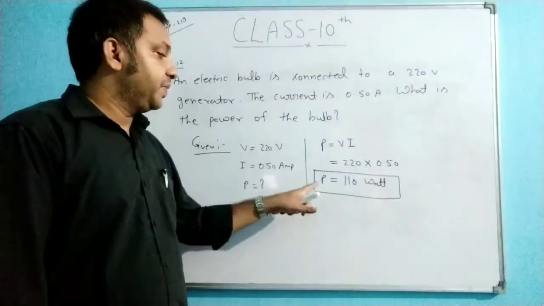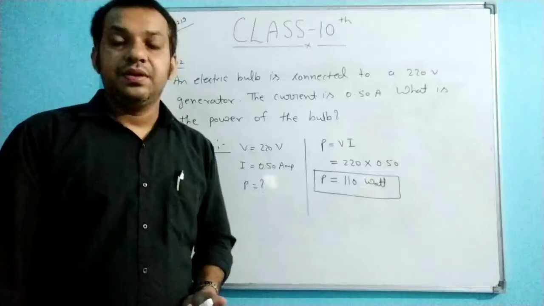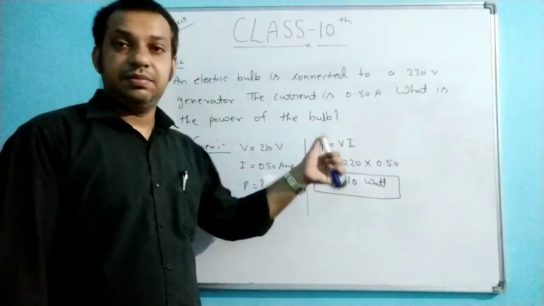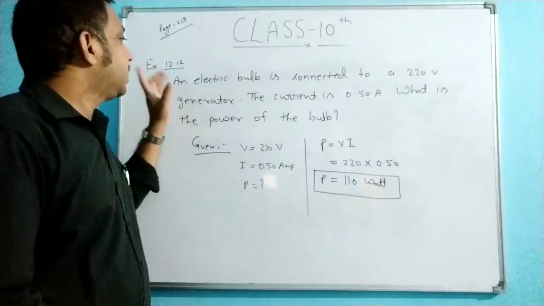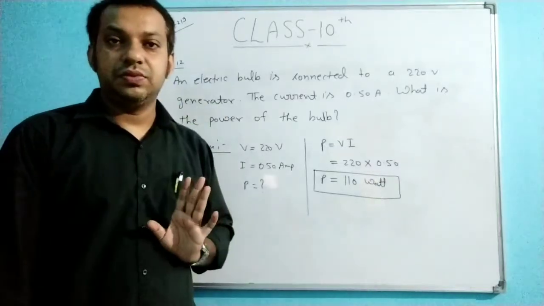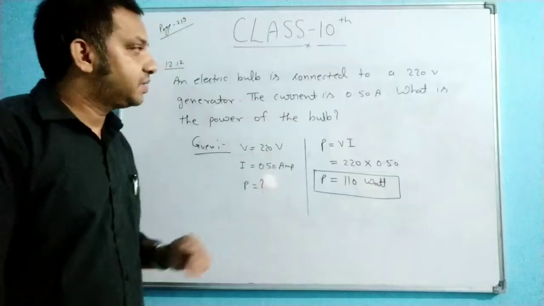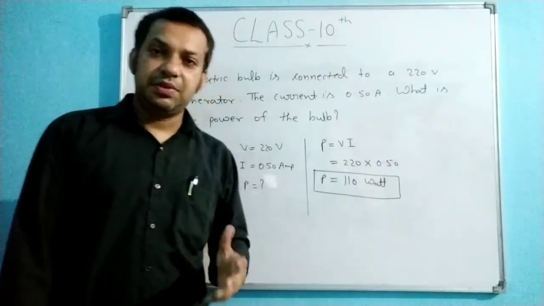So this is the power developed across the bulb. This is your example number 12.12. I hope you understand. So we have discussed the example questions.